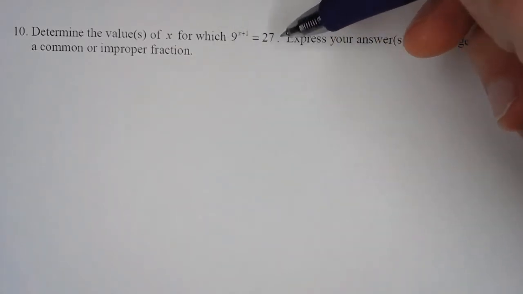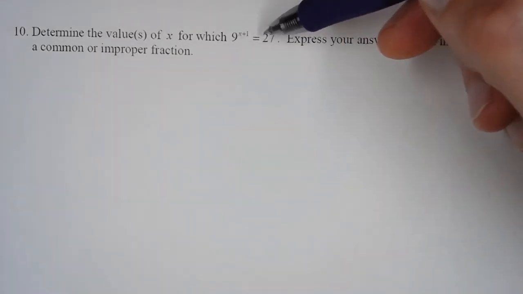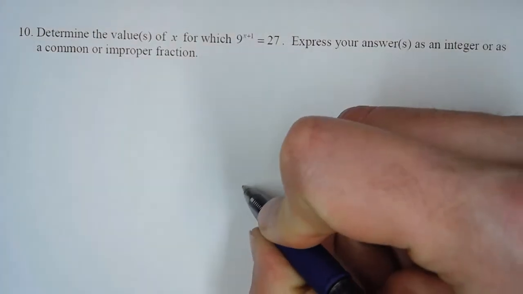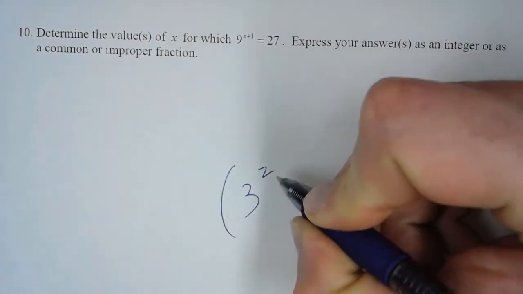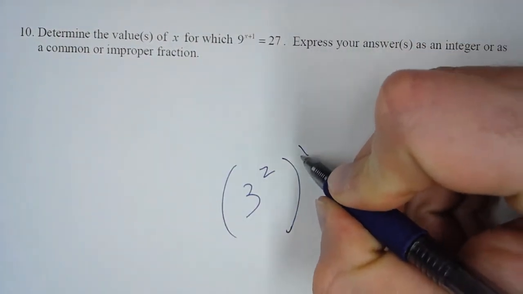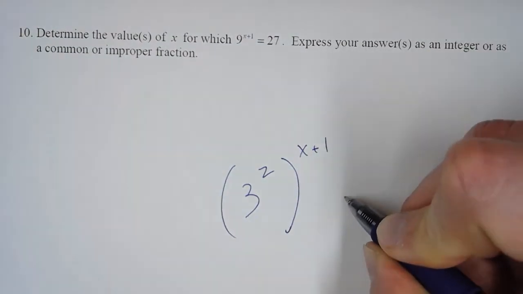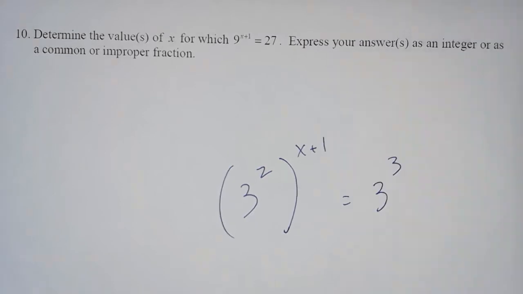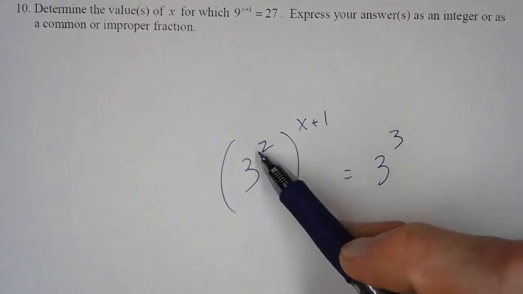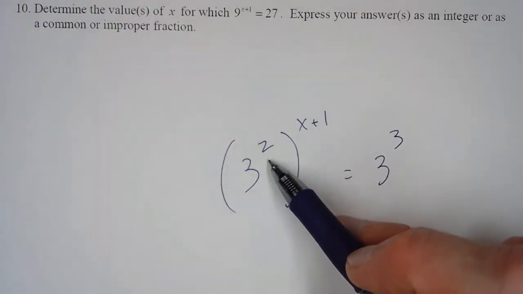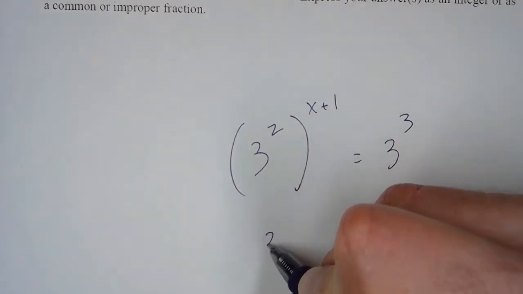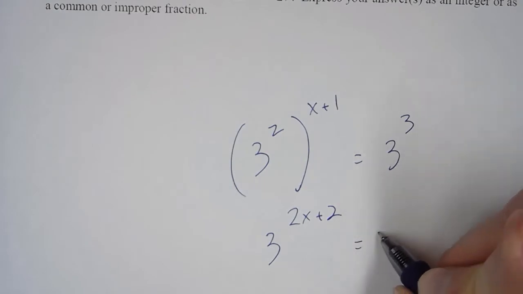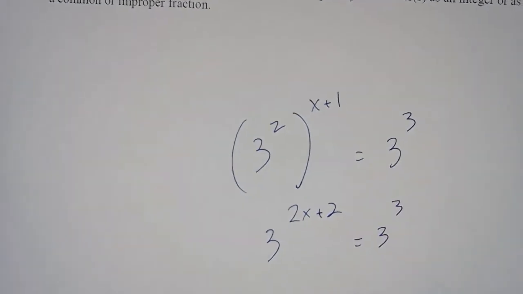9 and 27 are both powers of 3. So what I'm going to do is take out the 9 in this equation and replace it with 3 squared. Now this is still being raised to the x plus 1 power, whereas 27 is 3 to the third power. Now when you have exponents on top of exponents like this, you're going to multiply. So this is 3 to the 2x plus 2 equals 3 to the third.